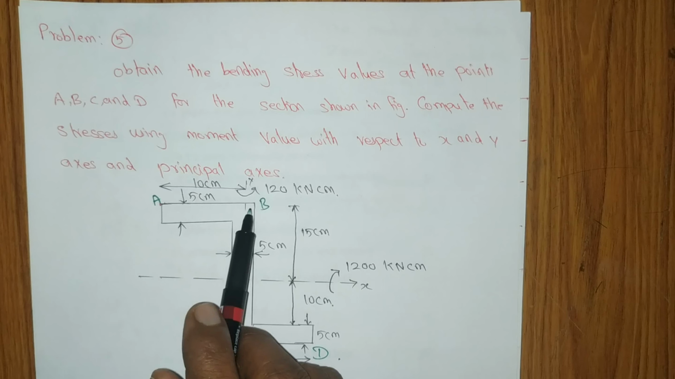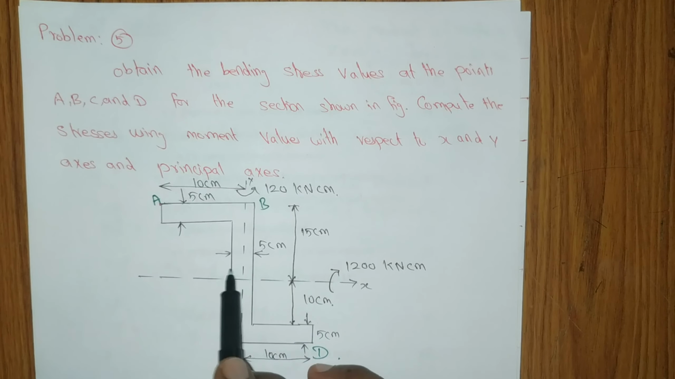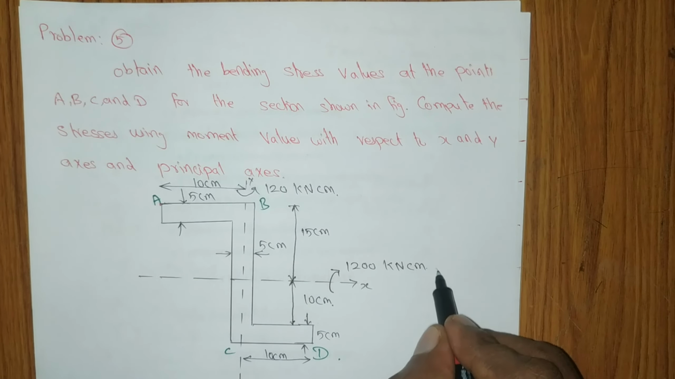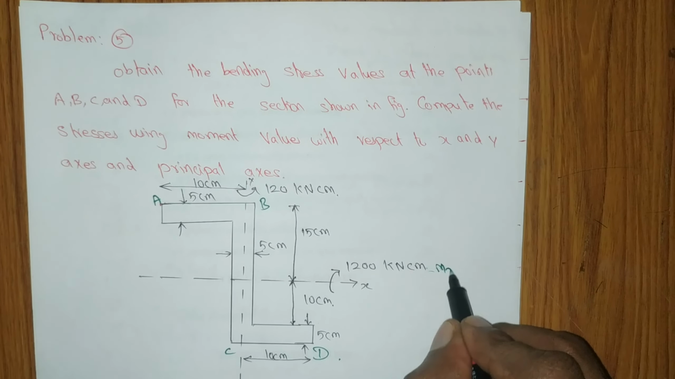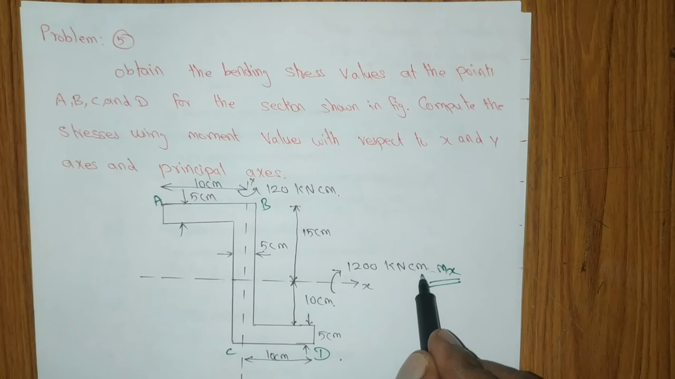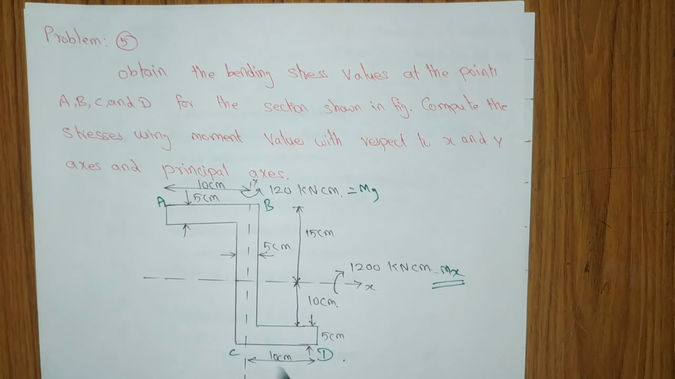So the given data: it is a Z section. They have given a reference axis in the mid-section of the second element, and they are cut here. Mx is given as 1200 kilonewton centimeter, and My will be 120 kilonewton centimeter, right? So we have three elements.